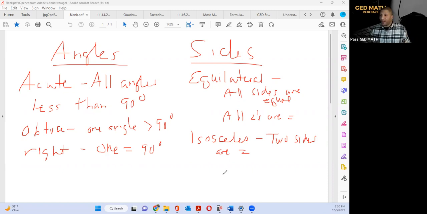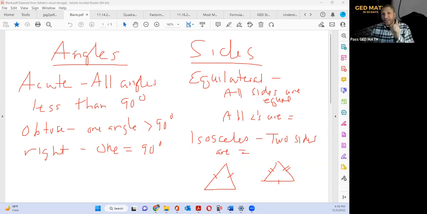Now, what's important about isosceles and about two equal sides? They are usually shown as equal by two tick marks like that. That means those two sides are equal. If you have a triangle where you have a tick mark and two tick marks, what you're telling is these two tick marks are equal. Those sides are equal.